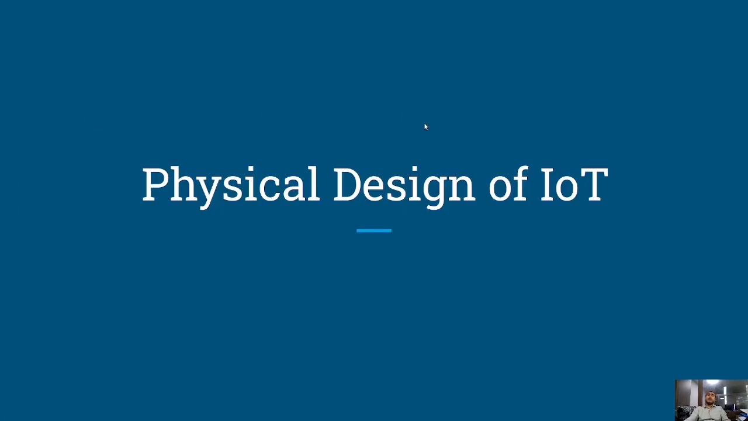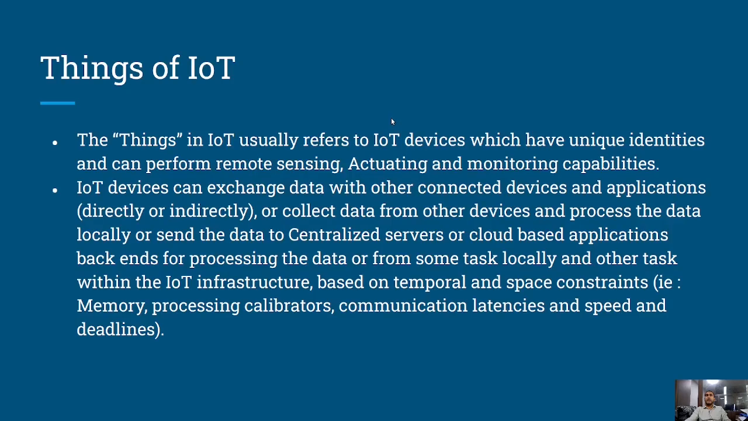Now that we have learned about the Internet of Things, let us now discuss the physical design of Internet of Things, like how a physical IoT device actually looks like. Now, like I told you before, in IoT we have things which are actually the IoT devices which will be connected to internet. So the things in IoT usually refers to IoT devices which have unique identities and can perform sensing, actuation, and monitoring capabilities.